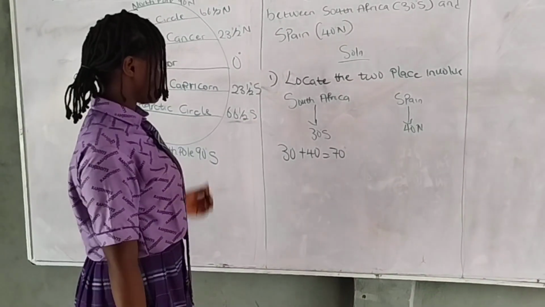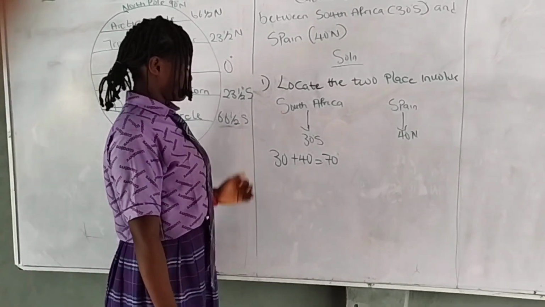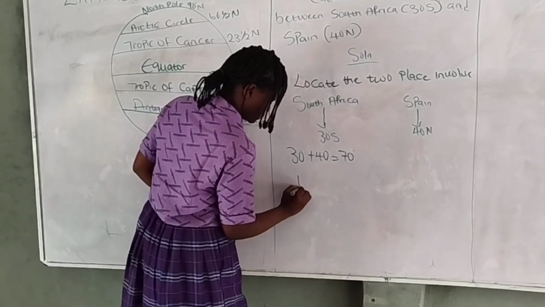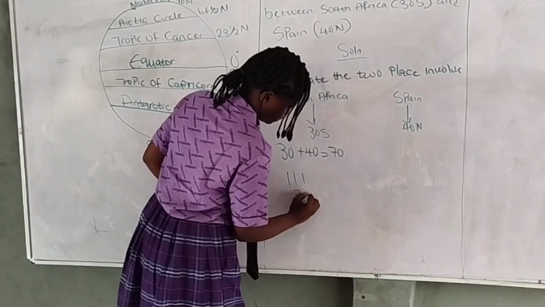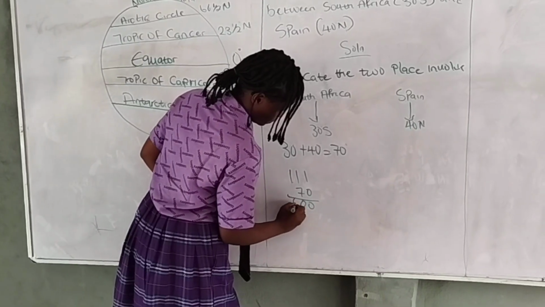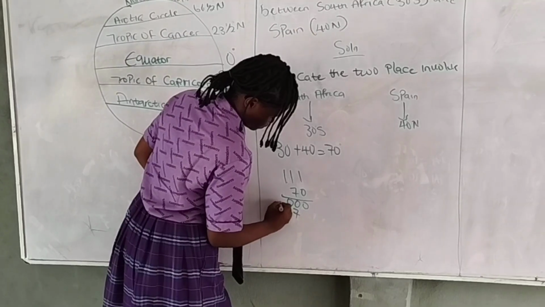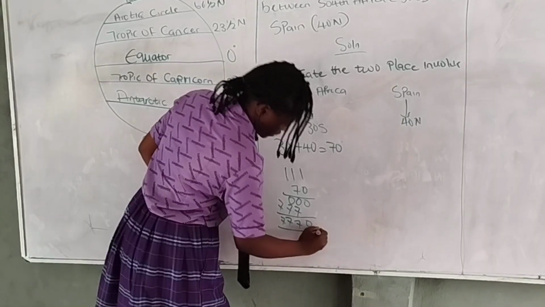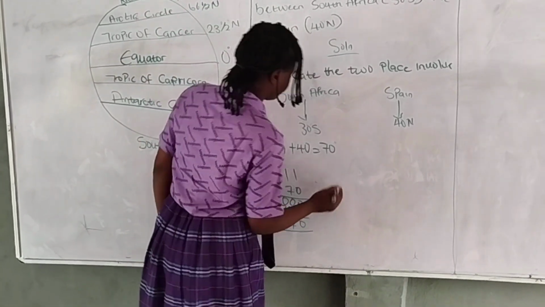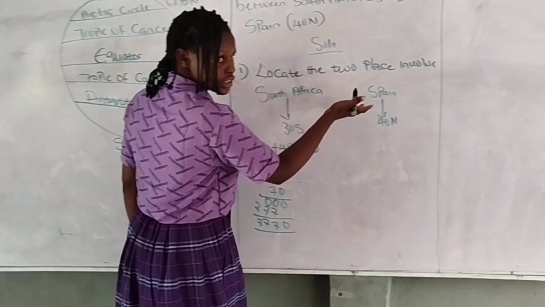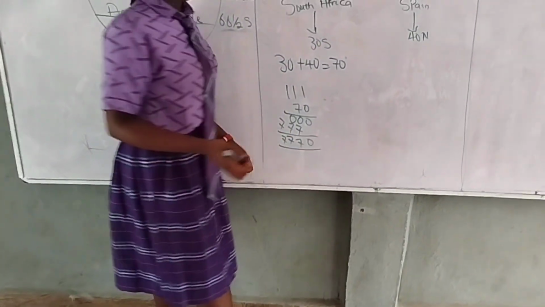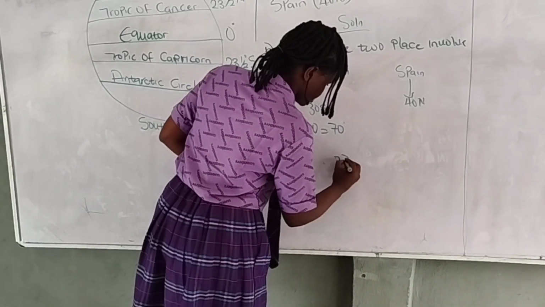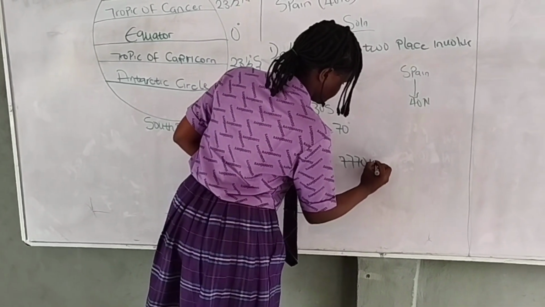Now, procedure 3. We are going to multiply the latitude difference by 111 kilometers. So therefore, the latitude difference between South Africa and Spain is 7,770 kilometers.